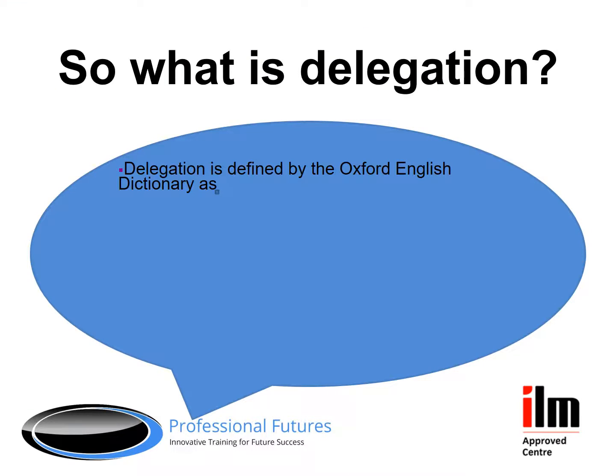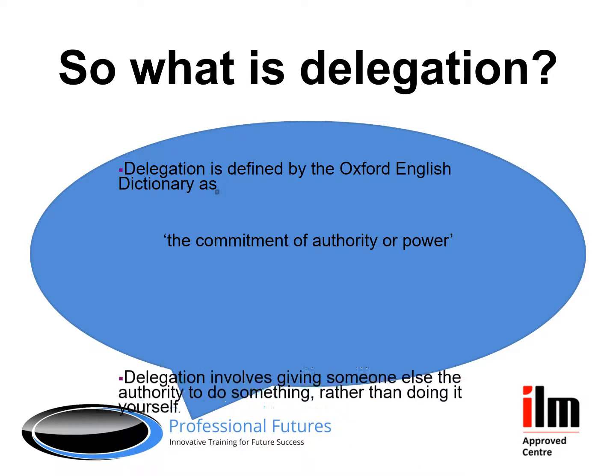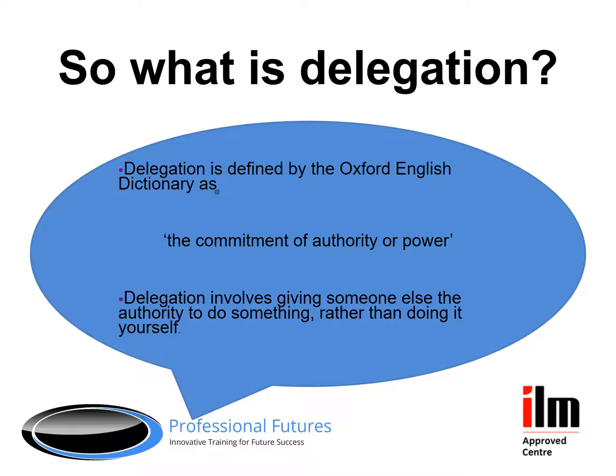In order to be able to delegate effectively, we need to understand what delegation actually is. A definition provided by the Oxford English Dictionary is that delegation is the commitment of authority or power. So delegation involves giving someone else the authority to do something rather than you doing it yourself.